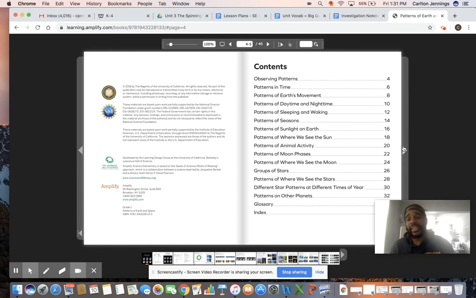So the table of contents helps us not have to read the entire book. We can just pick out the information that we want to know. When I look at the first thing here, it says observing patterns. We said that we were going to talk about learning what patterns mean. So I know we're going to start off on page 4.